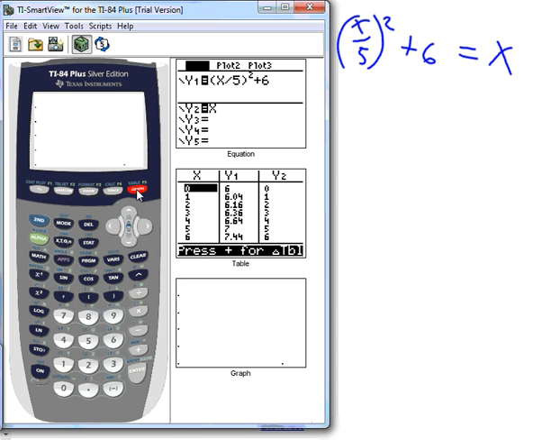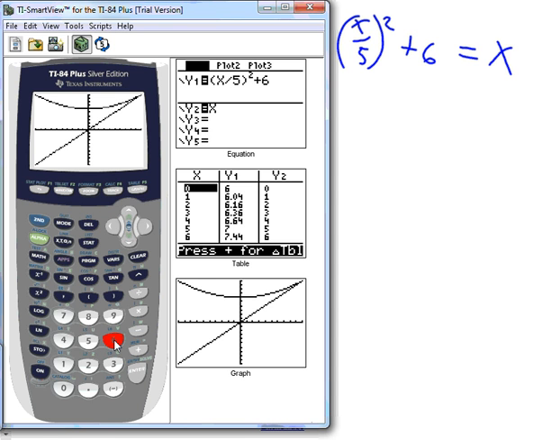Anybody find a good zoom that worked for him? Zoom 6, zoom 9, zoom 0. Okay, let's do zoom 6 to start with. That's what I'm hearing from people. It does look like they touch up there. Okay. So then I need to kind of get farther over to the right.